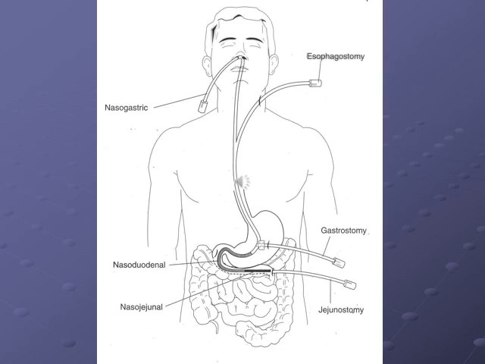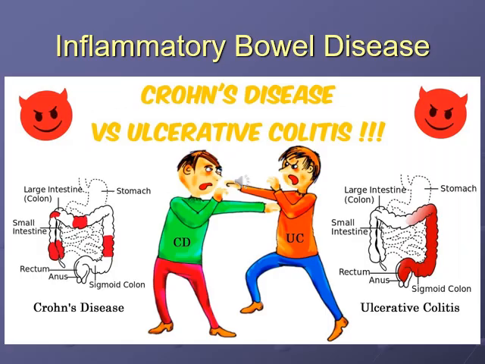This slide also shows the other types of enteric feeding tubes, so gastrostomy and jejunostomy. So just a nice review on that. We will next move into talking about the inflammatory bowel diseases. So Crohn's disease and ulcerative colitis are the two inflammatory bowel diseases that we will be discussing.